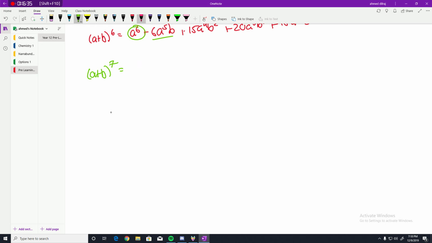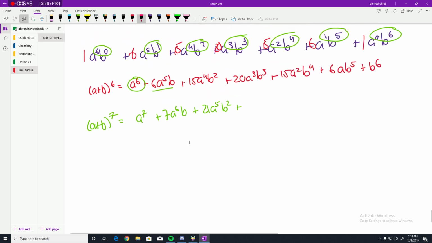Can you write out the full terms? So a to the power of 7 plus 7 a to the power of 6 times b, plus 21 a to the power of 5 b to the power of 2. Okay, now, Raja, can you tell me the next 3?